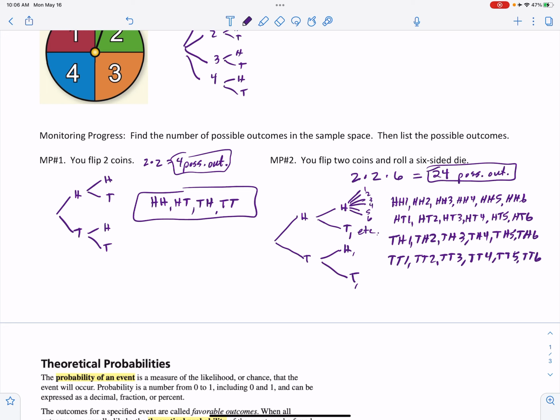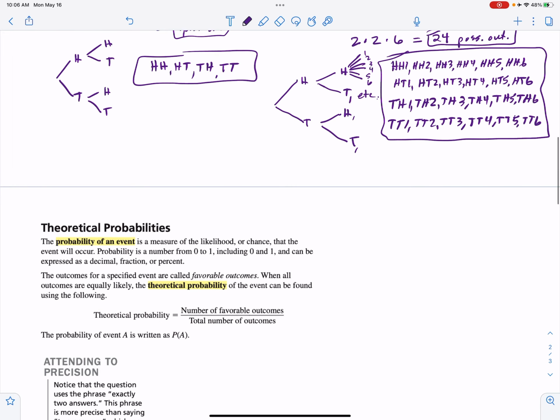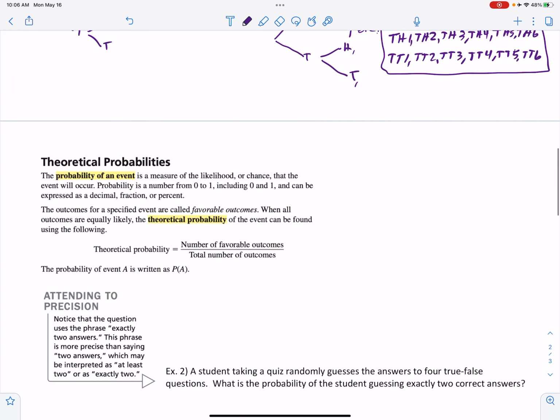So again, it can get big in a hurry, but have an organized way so you don't miss anything. So there are some ideas of writing out sample spaces. Then we have theoretical probability and probability of an event, which we will write something like P of A, where A is an event of, say, rolling a die and getting a 2.